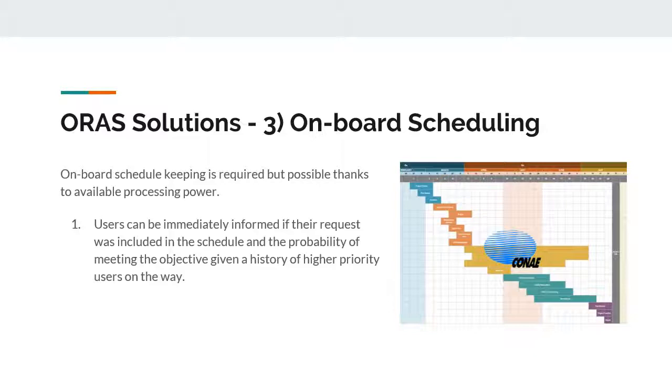As we mentioned previously, users can be immediately informed if their request was included in this live schedule kept on board, and they can also be informed about the probability of meeting the objective, given a history of high priority users on the way before meeting the objectives. And this means that if there is a history of users demanding a given type of observation, and I know that my schedule is free now and there is a low priority user making a given demand, then I will be able to inform this user, hey, you're a low priority user and you want this observation to happen, but let me tell you that before this I'm going to visit five other users that are higher priority than you, therefore your command has a given probability of succeeding.